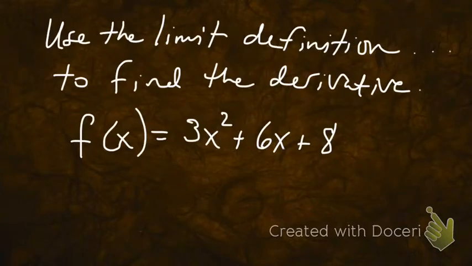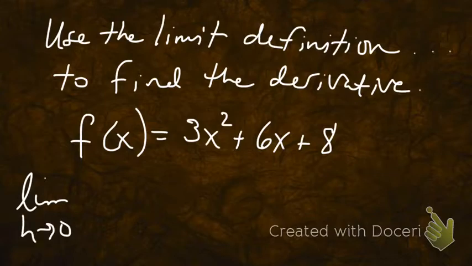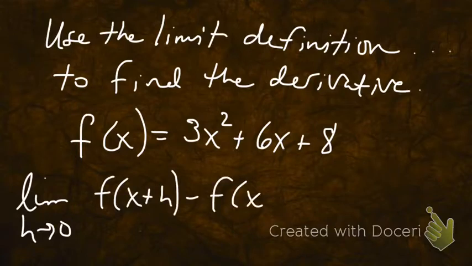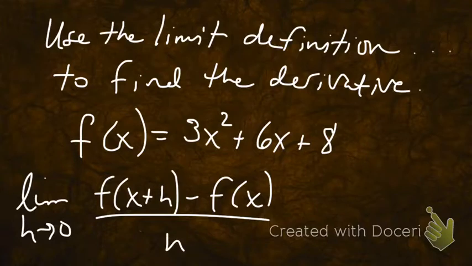Just how long could we take to find a derivative? Well, let's use the definition, the limit definition. Now, to do so, I'm going to work out the difference quotient. The limit as h approaches 0 of f of x plus h minus f of x all over h. Looks a lot like the slope formula from algebra.